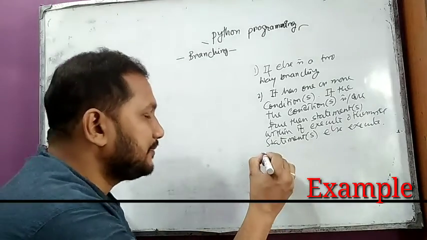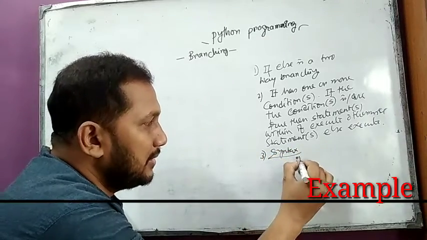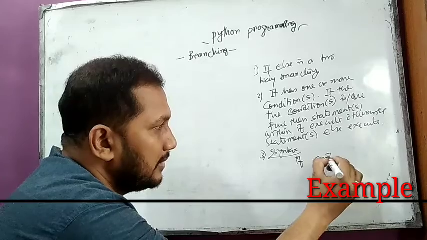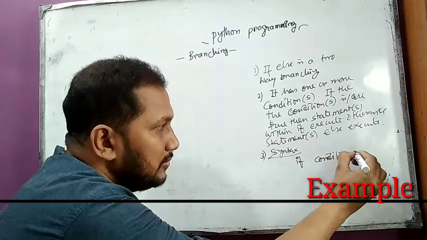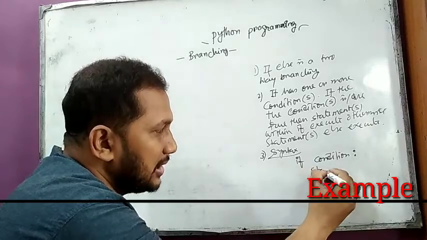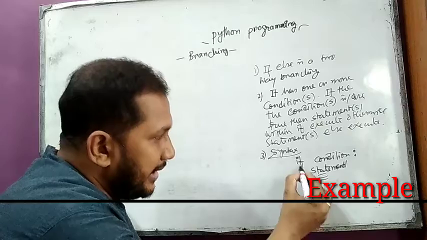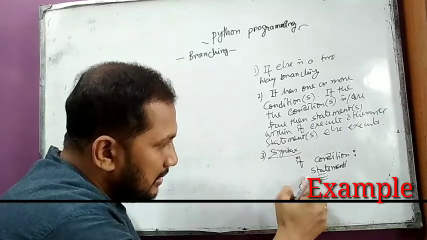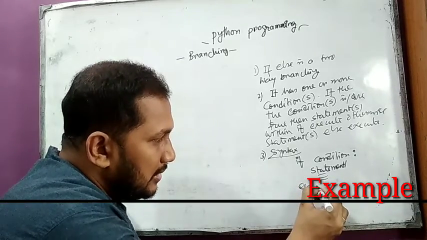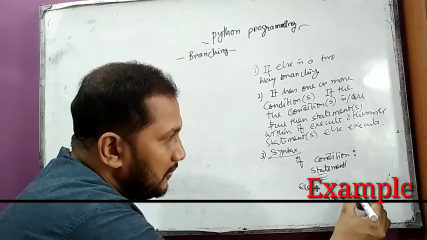Now the syntax. If the condition is true, then the statement within if executes, that is statement 1. It can be one statement or more. Else, colon, the statement within else executes, that is the false part.